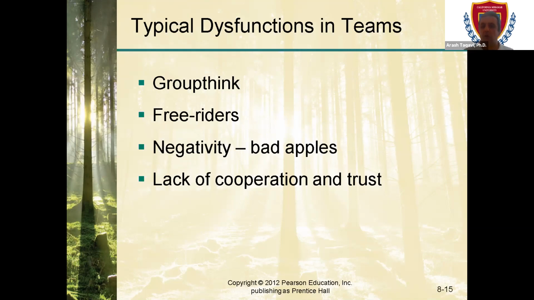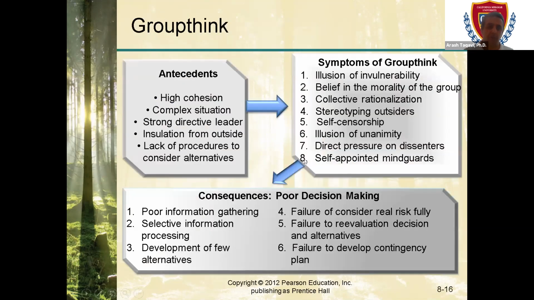And lack of cooperation and trust. We talked about it, that cooperation and trust is the first part of delegation in a team. And the symptoms of groupthink and its consequences: poor decision making, poor information gathering, selective information processing, development of few alternatives, failure to consider real risk fully, failure to re-evaluate decisions and alternatives, and failure to develop a contingency plan.